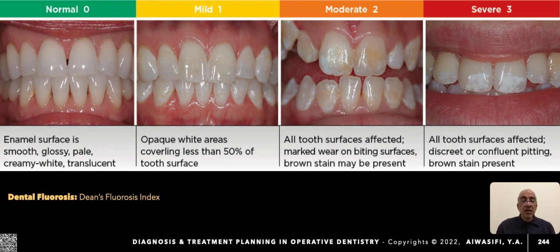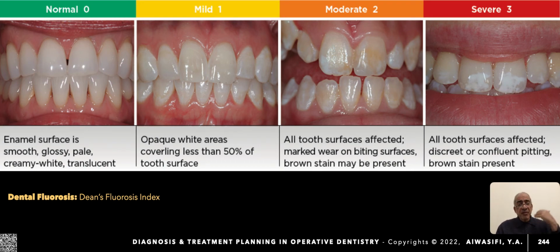in a separate episode in full detail. We will discuss dental fluorosis and how to manage it. Score 1, which is mild, starts to show opaque white areas. It seems to cover, or he scored it as covering, less than 50% of the tooth surface.